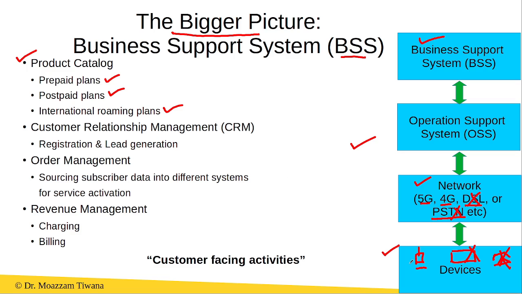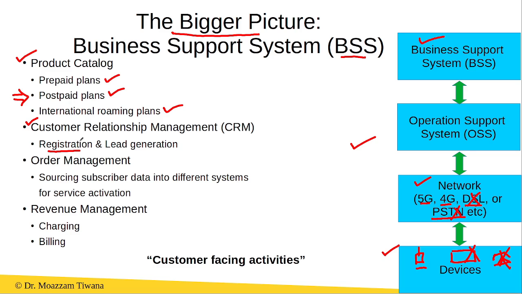Now, the user of this mobile station would see this product catalog and choose one or more of these plans. For example, this user chooses the postpaid plan. Now, after the selection of this plan, in the next step, the customer relationship management system would be used in order to register this user with the customer relationship management software. And after that, this user can place the order for the postpaid service.